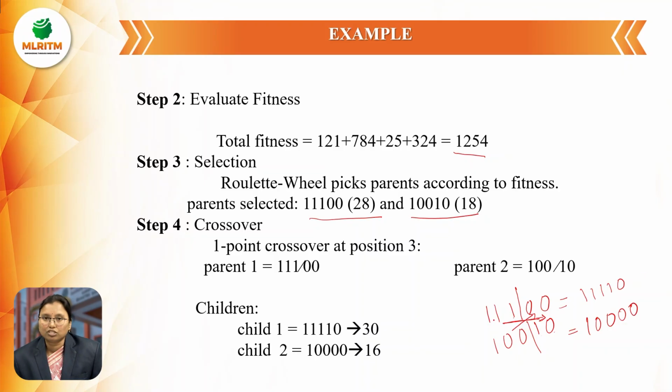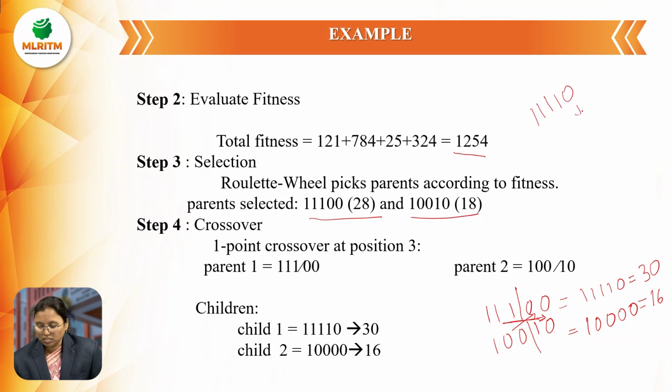Before that, parent 1 value is 28 and parent 2 value is 18. Now after crossing the positions, the values are changed. The value of 11110 is 30, and 10000 is 16. So we know how to find these values.